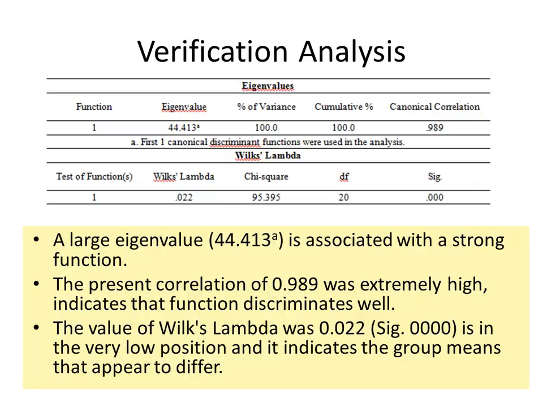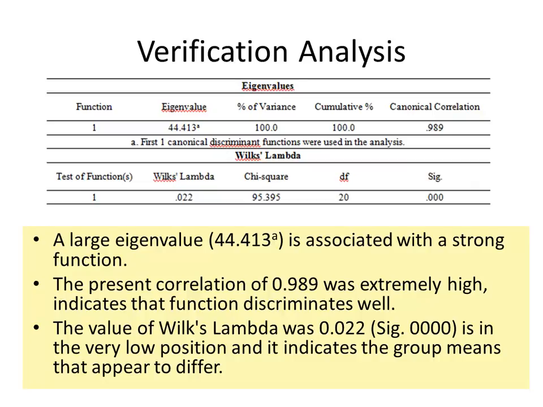The canonical correlation is the correlation between the discriminant scores and the level of the dependent variable. A high correlation indicates a function that discriminates well. The correlation of 0.989 was extremely high. Why? Because 1 is perfect.